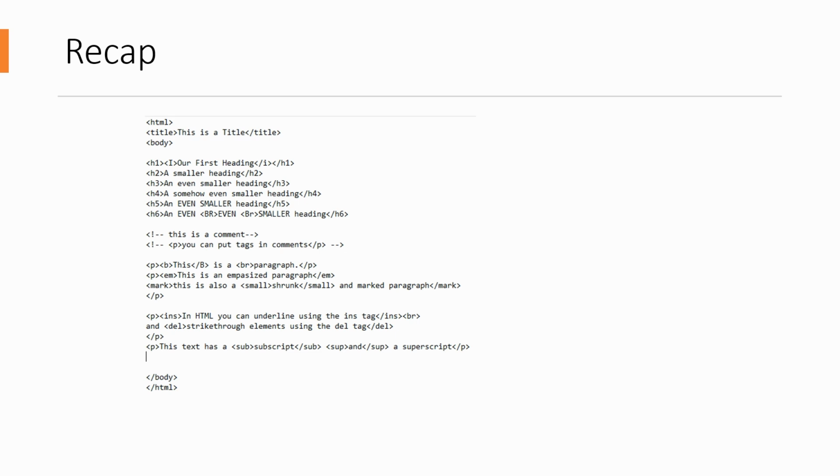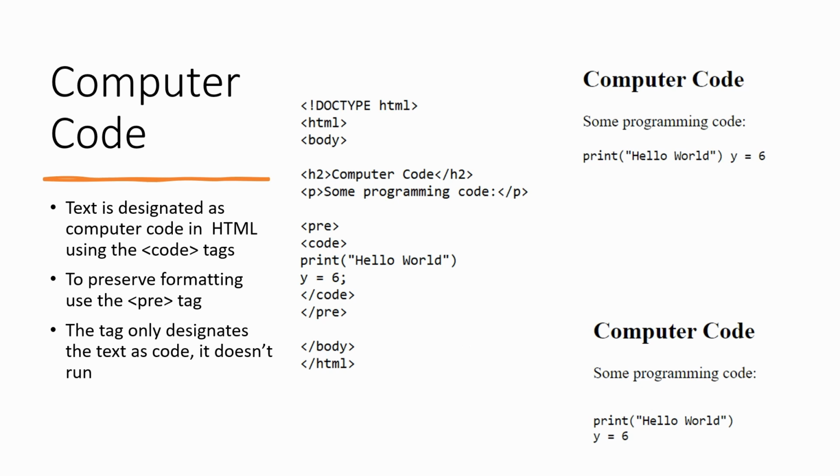Let's get into the important topic, computer code in HTML. Text is designated as computer code. This is only a visual change, by the way, in HTML using the code tags, and as usual, followed by the greater than and less than symbol.